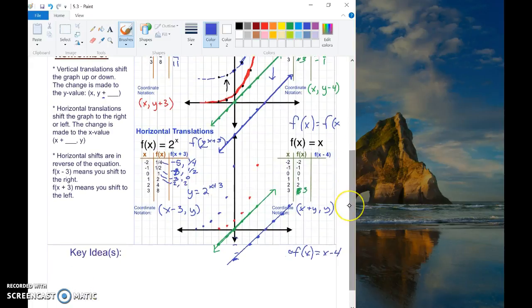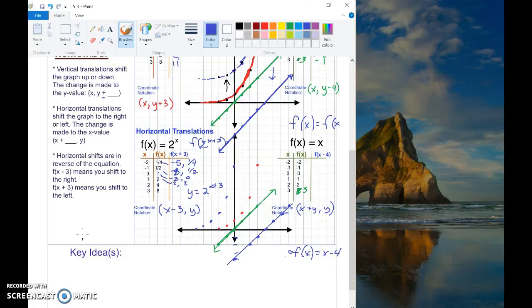With a horizontal translation, it shifts the graph to the right or to the left, and the change is made to the x value instead of the y value. So we might add or subtract the x value in our coordinate notation. But when we look at our equation, the shift is the opposite. It's the reverse in the equation. So f of x minus 3 means you actually shift to the right, and f of x plus 3 means you actually shift to the left.